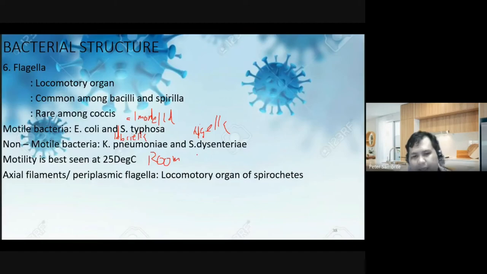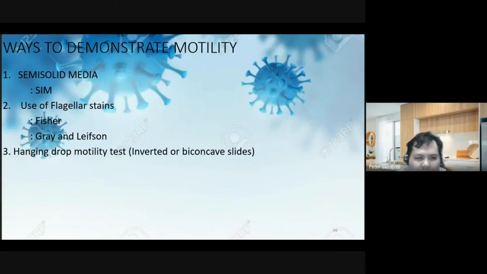Depending on the bacteria, if it's found among spirochetes, your flagella would be called axial filaments or periplasmic flagella. I discussed earlier that you could use the hanging drop method to demonstrate motility. There are other methods. One of those would be the use of semi-solid media, which involves three tests: your SIM, sulfur, indole, and motility.